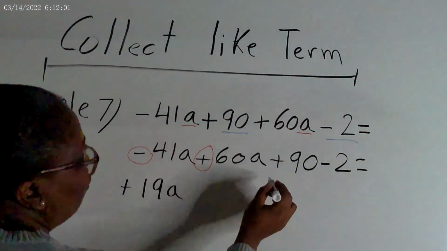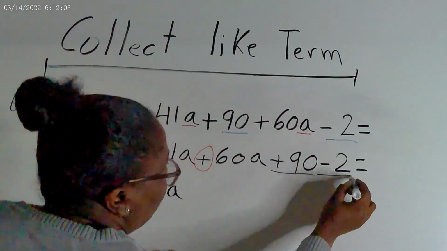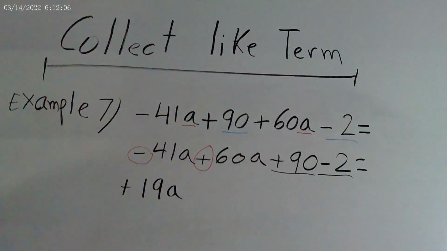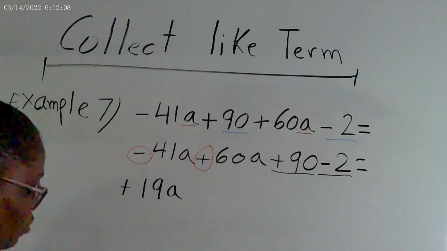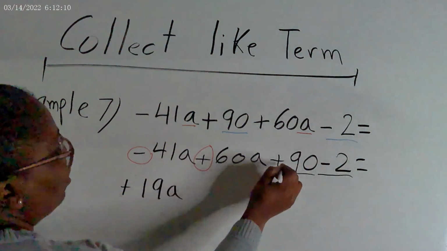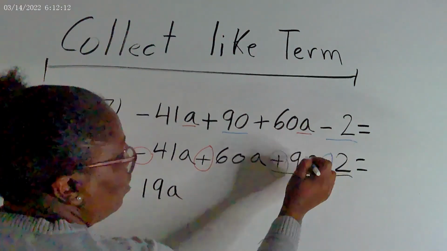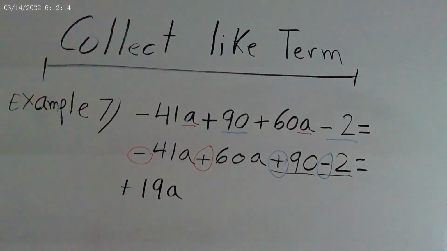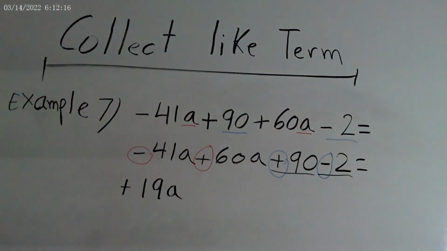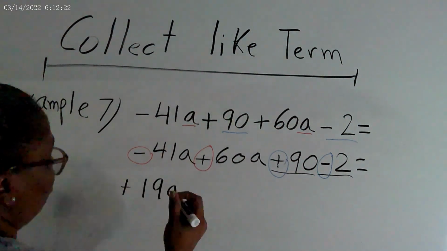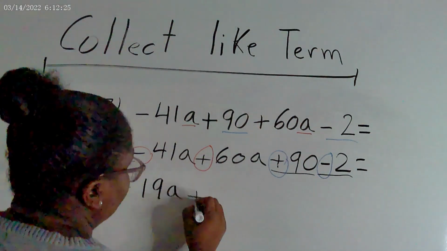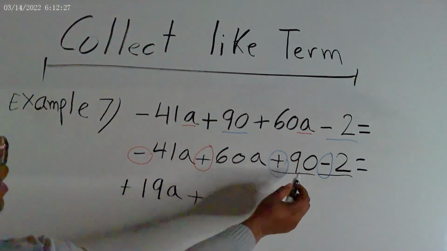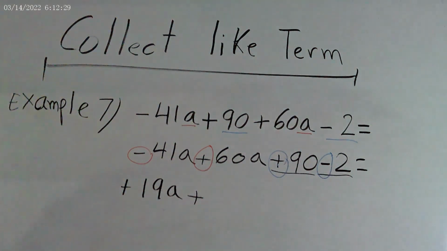And now you have plus 90 minus 2. The signs, let me use another color. The signs are different. You are going to do subtraction too, and then you keep the sign of the biggest number, which is plus. Okay, you keep the plus sign. 90 minus 2 gives you 88.